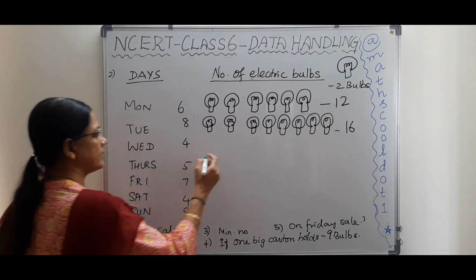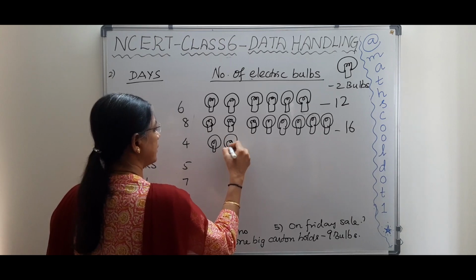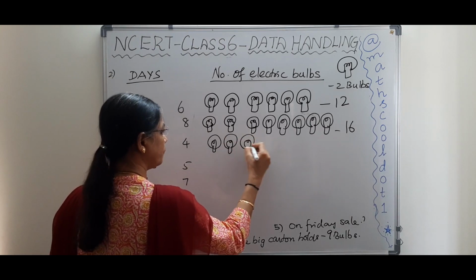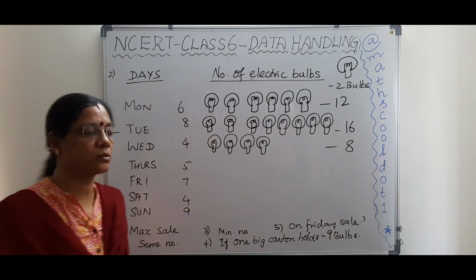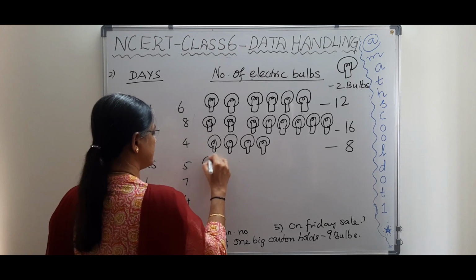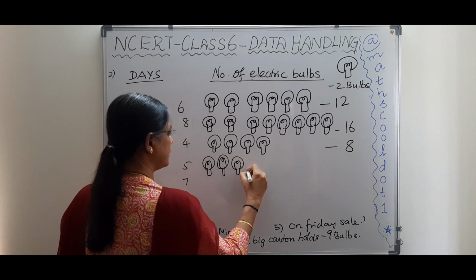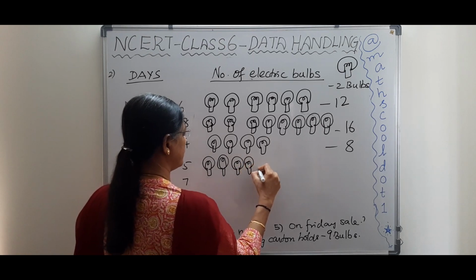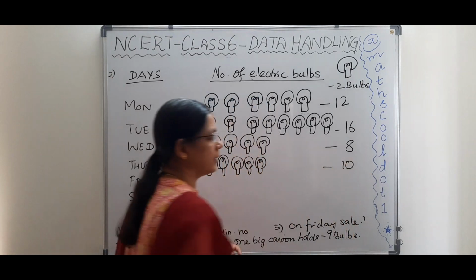Now the next day, Wednesday, it is 4. So when it is 4, it means 4 into 2, 8 bulbs, right? So 8 bulbs were sold on Wednesday. On Thursday, it is 5 here. Each bulb stands for 2 bulbs. So if it is 5, 5 into 2, yes, it is 10 bulbs, right?